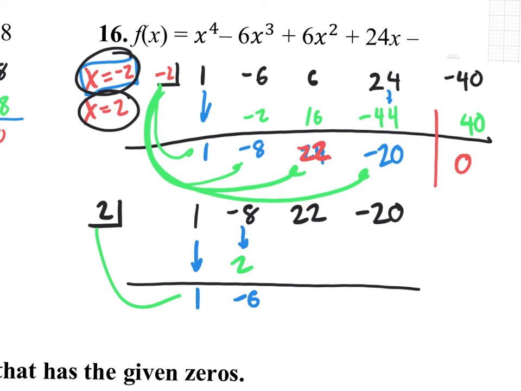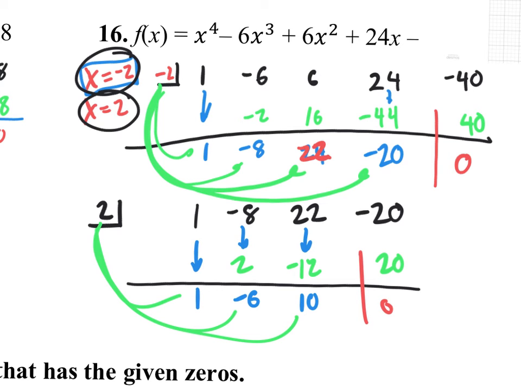-8 and 2 is -6. 2 times -6 is -12. 22 and -12 is 10. And 2 times 10 is 20. And of course, the remainder is 0, because we already knew, according to our graph, that x also equaled 2. So we have verified both.